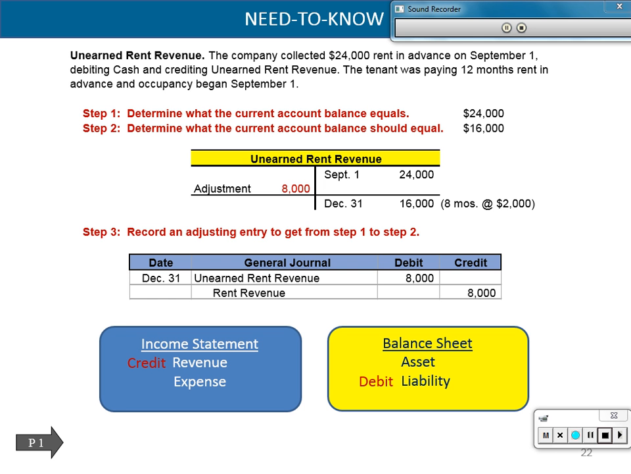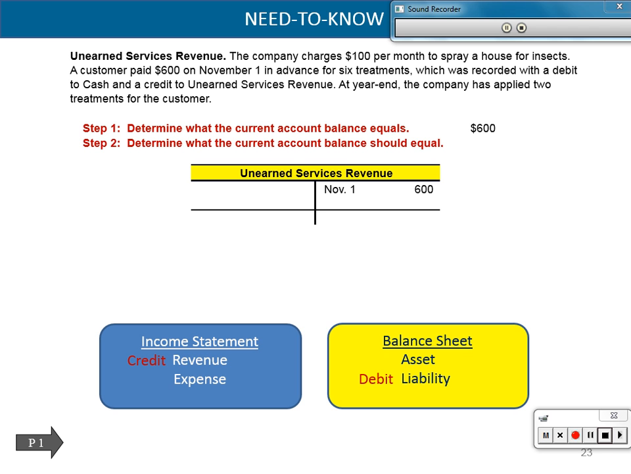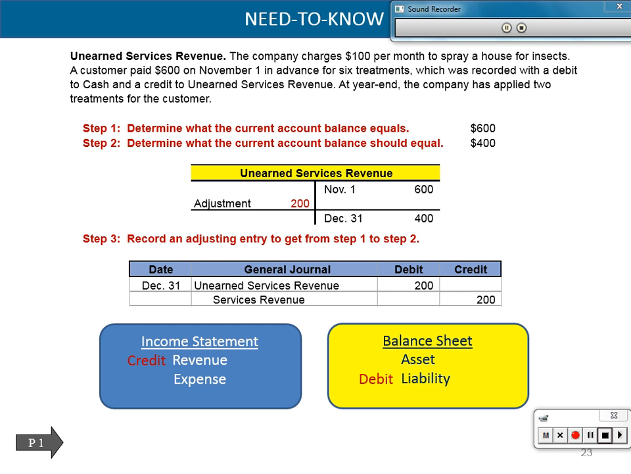Everybody sees that? Clear? Maybe. Okay. Company charges $100 a month to spray a house for insects, right? They collected $600 in advance on November 1st. So how many months do we need to account for? 2 months. The balance of the account on November 1st was how much? 600. And then 2 months had passed, so what should it equal? 400. We do our journal entry where we take it out of unearned services revenue and put it into revenue as earned for that $200.